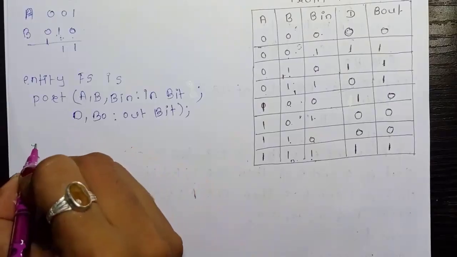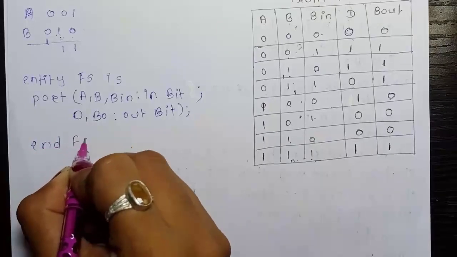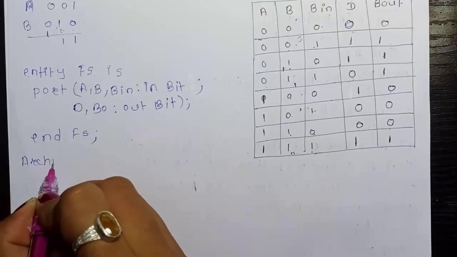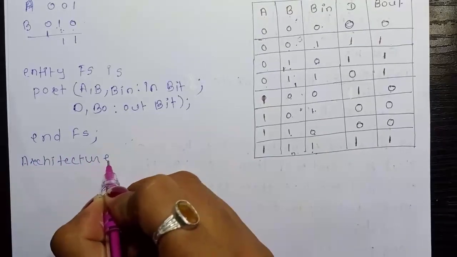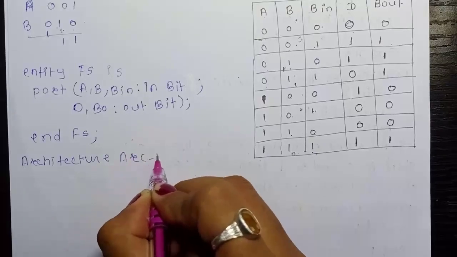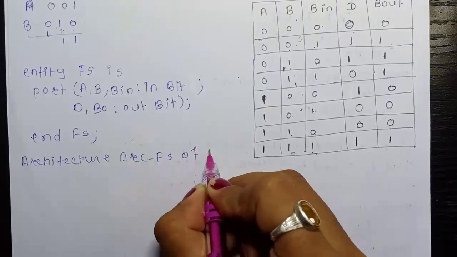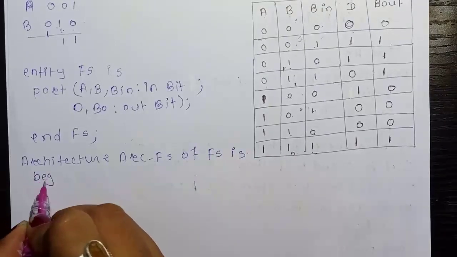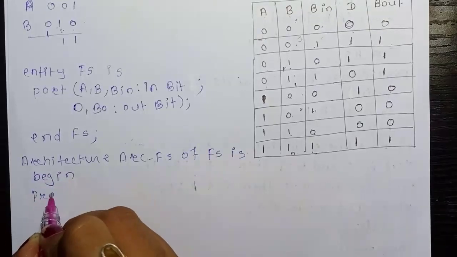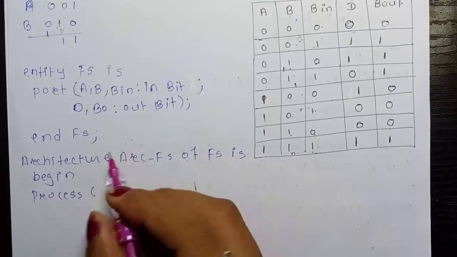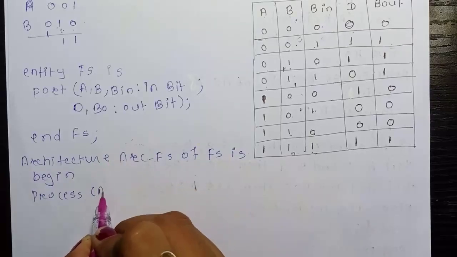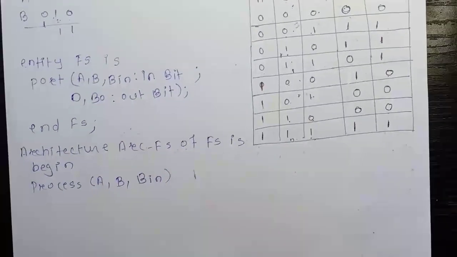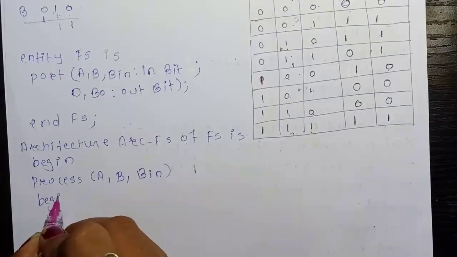Then end entity. So end full subtractor. Then next, architecture keyword, name of my architecture, of name of my entity is. Begin, then process. Now in this case there are three inputs, that's why A, B, B in, that is borrow in. Again next keyword is begin.